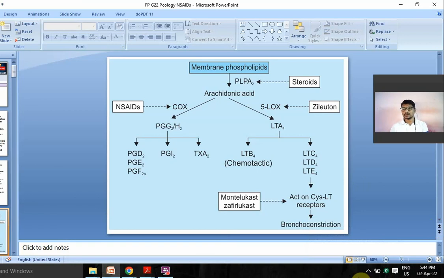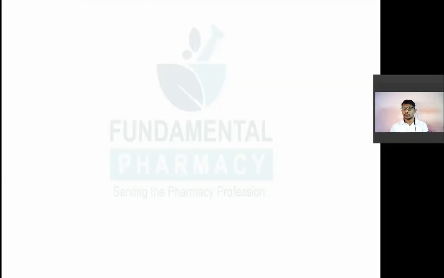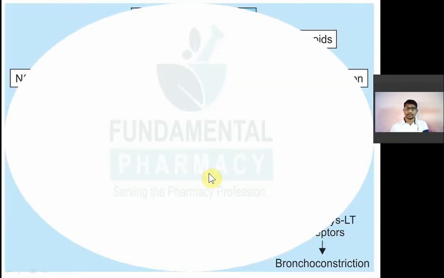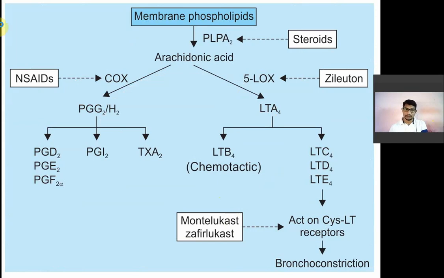They do not have a selective action. They will also inhibit the formation of leukotrienes. But COX inhibition will give you selective anti-inflammatory action. And inhibition of LOX, lipoxygenase, will be useful in bronchial constriction.